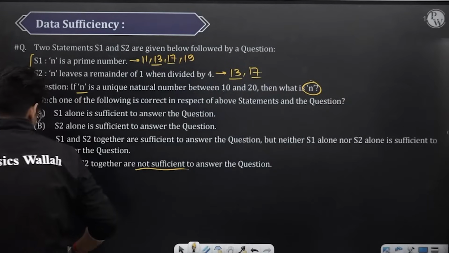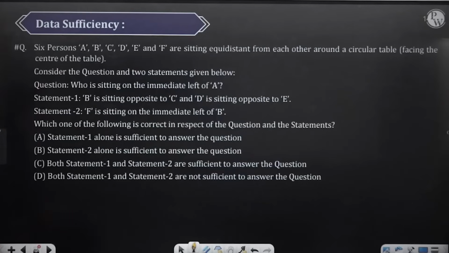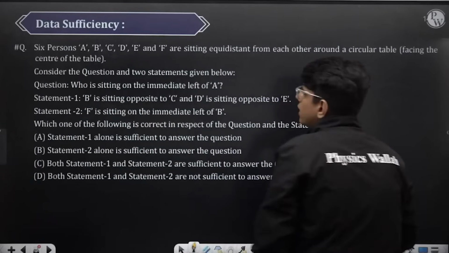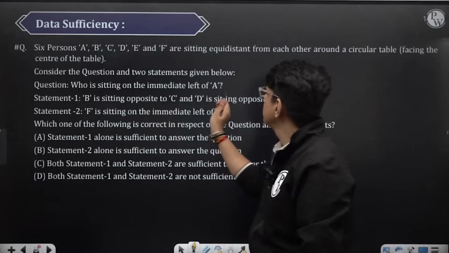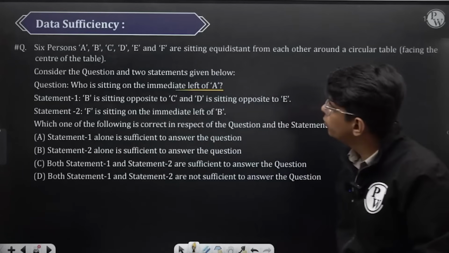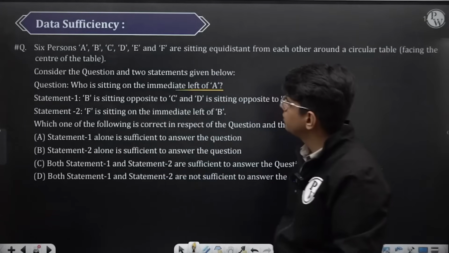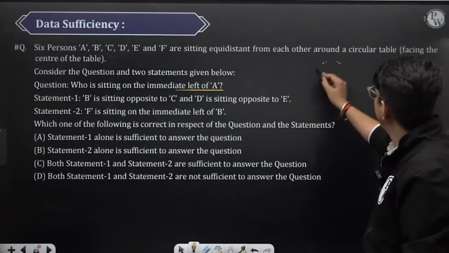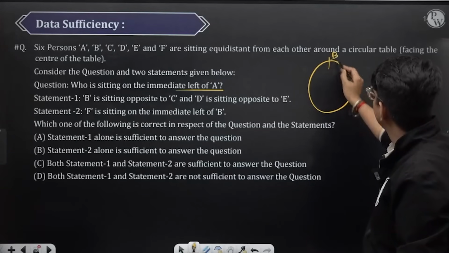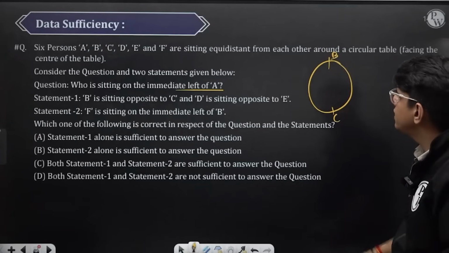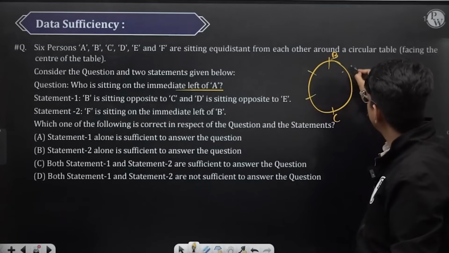Okay, let's look at another question. This question is from reasoning, sitting arrangement. What they are asking is, who is sitting on the immediate left of A? B is sitting opposite to C. This is given to you. D is sitting opposite to E. So now there are multiple possibilities.